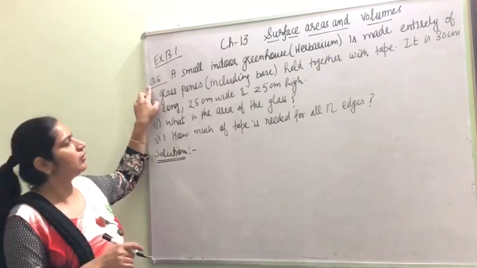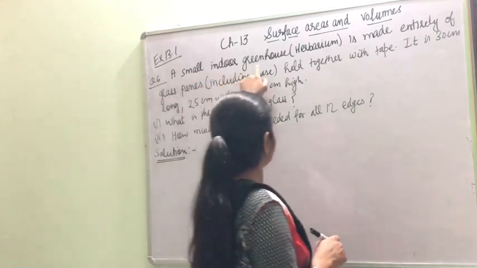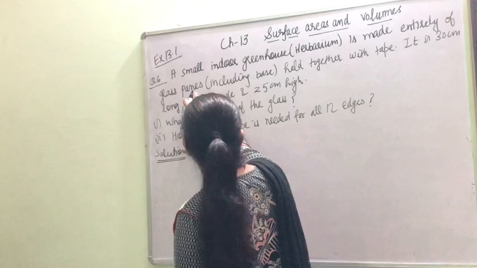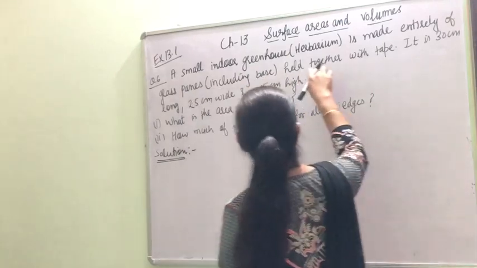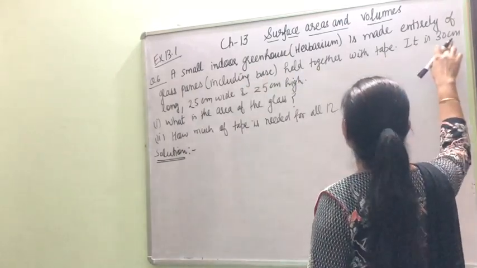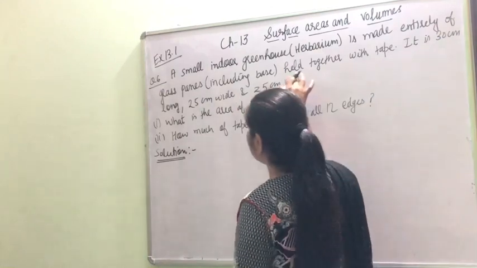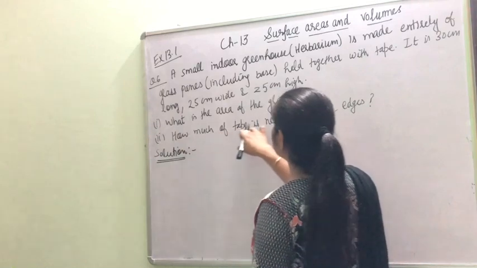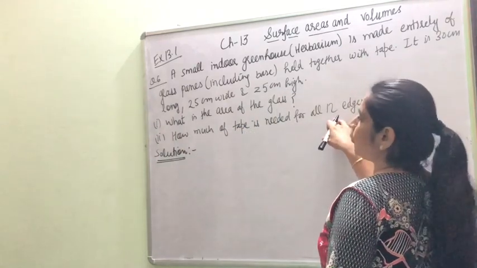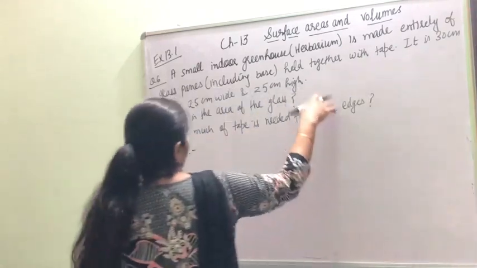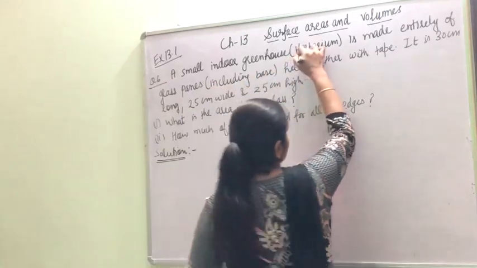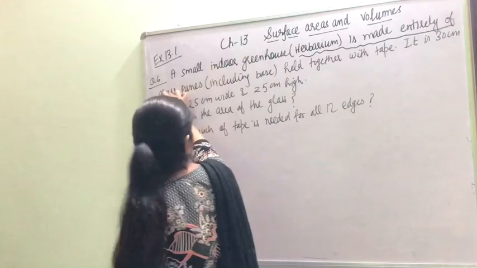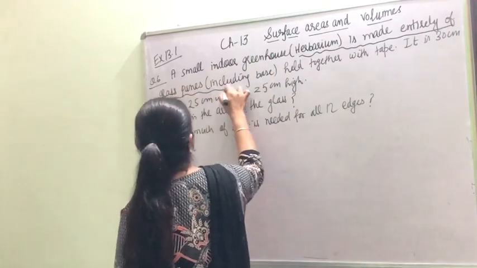Now, sixth question: a small indoor greenhouse herbarium is made entirely of glass pane, including the base, held together with tape. Its dimensions are given. What is the area of the glass required and how much of the tape is needed for the 12 edges? Okay. Now here, look at this line. Herbarium is made entirely of glass pane including the base.